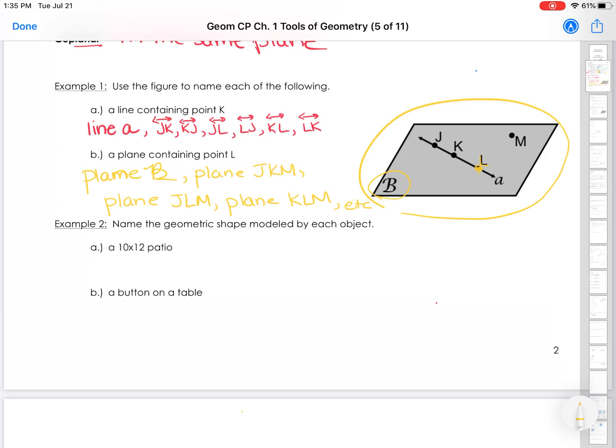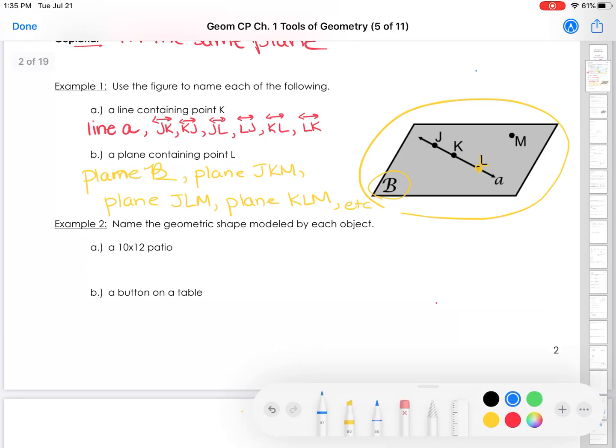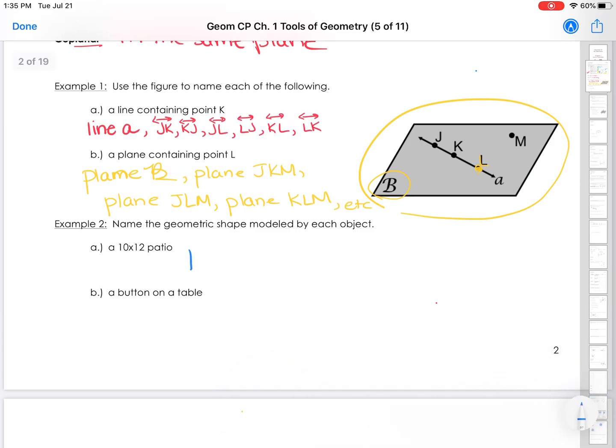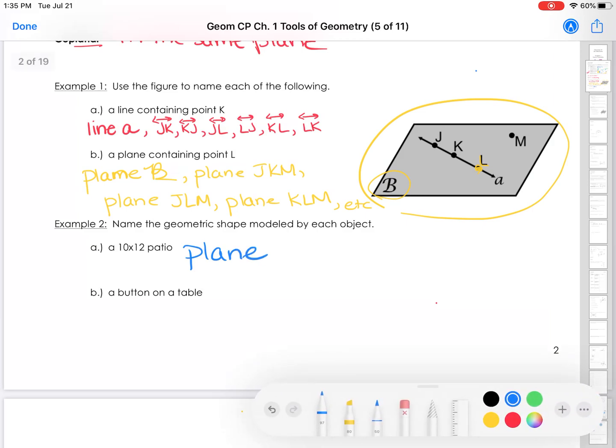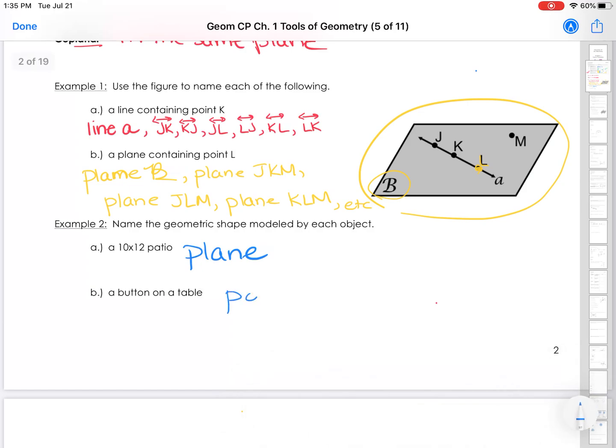If we take a look at example 2, what we're asked to do is name a geometric shape that is modeled by each object. So the first one is a 10 by 12 patio. If you think, you go outside, a patio is usually pavers or cement, and it's really just a flat surface. So that's representing a plane for us. A button on a table, on the other hand, a button is really like a dot or a point, and the table is representing a plane. So this is a point on a plane.